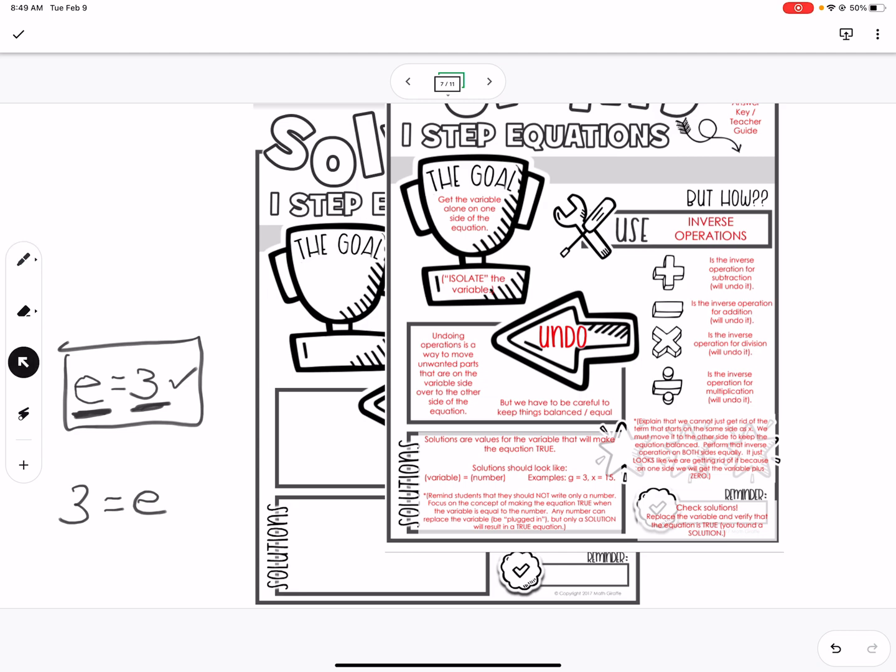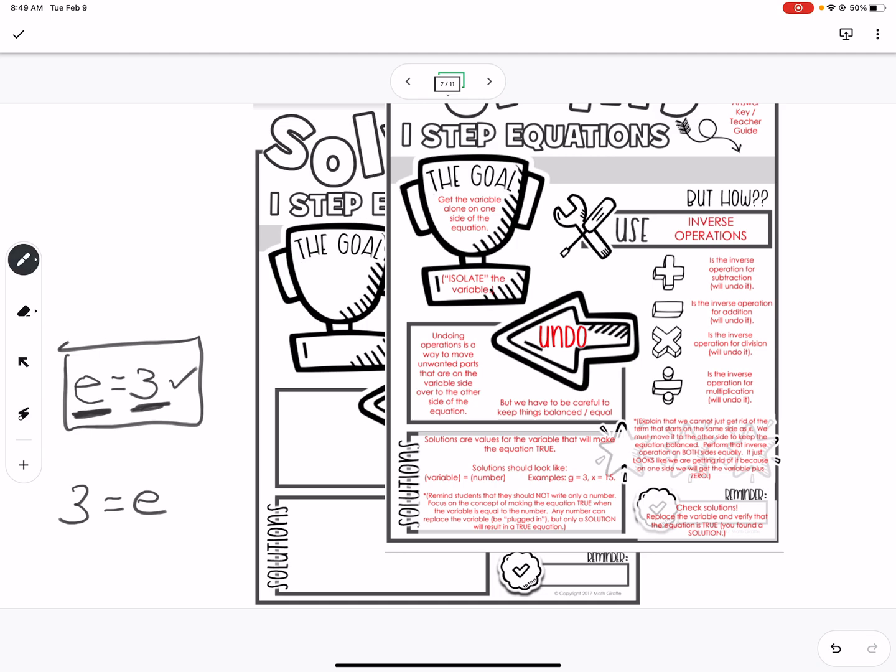You can then look through. Down here, this is kind of like teacher information. Remind students that they should not write only a number. Focus on the concept of making the equation true. Again, over here is a little more teacher input. Check solutions. Reminder: replace the variable and verify that the equation is true, that you found the correct solution.